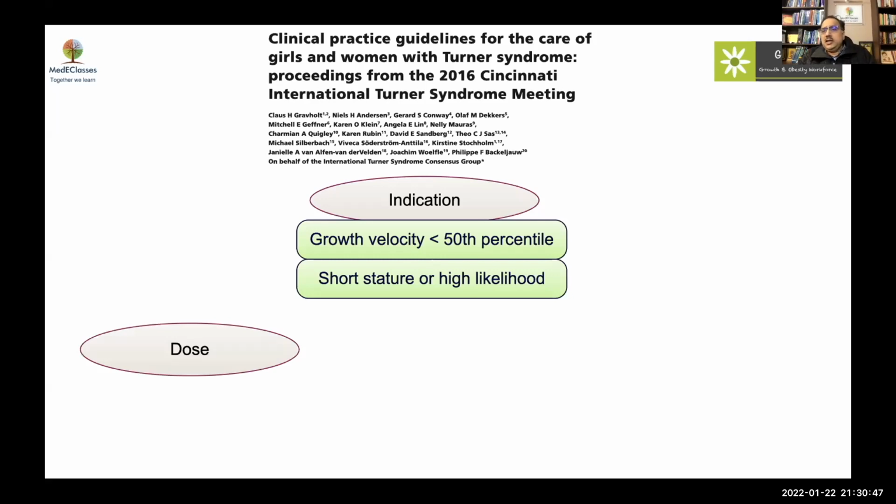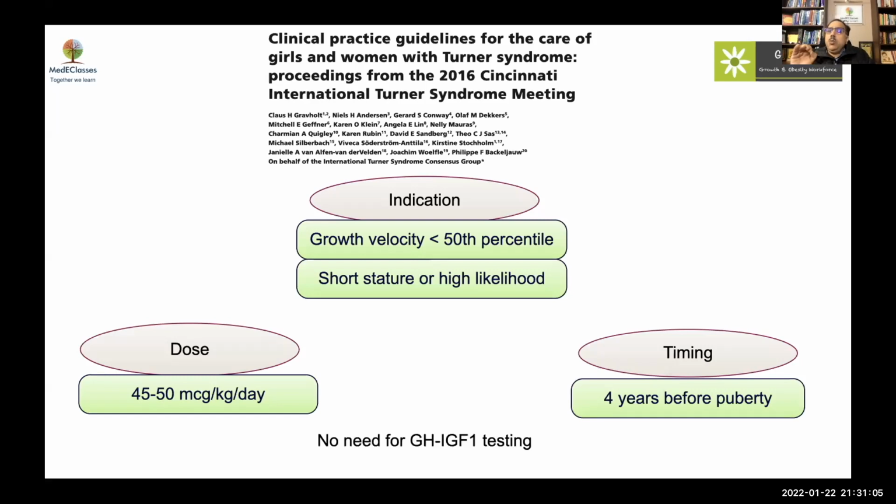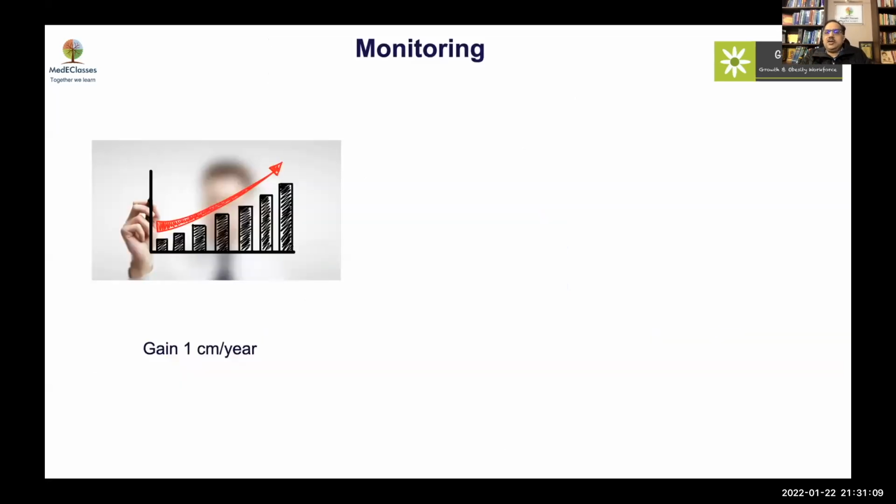The dose, as discussed for GHD, was 25. Here it's nearly double. You have to give a pharmacological dose in that perspective. And best would be to have at least 4 years of growth hormone before you start pubertal induction, which may not be possible in many of our patients. Very importantly, there is no need for growth hormone or IGF-1 testing in that regard.